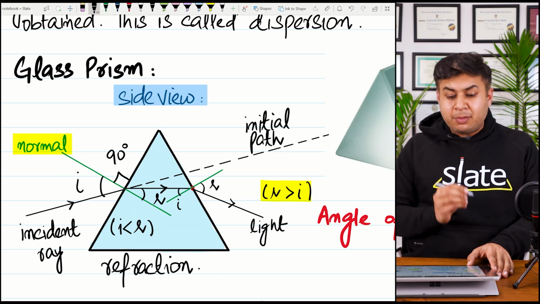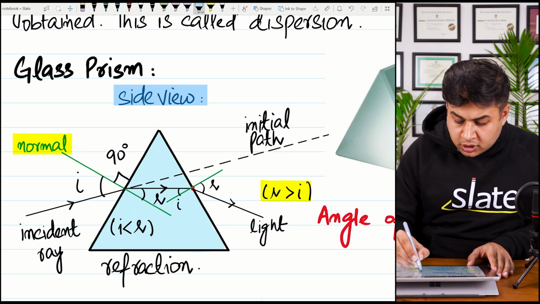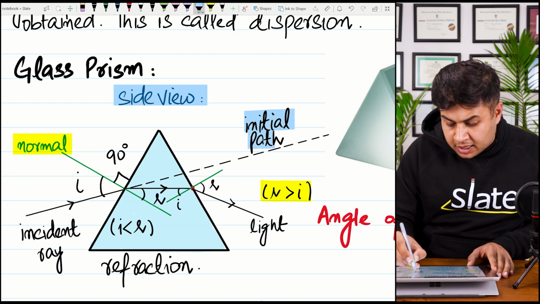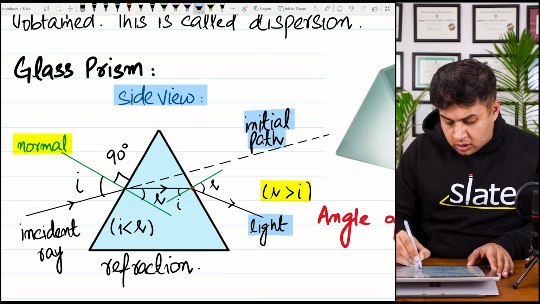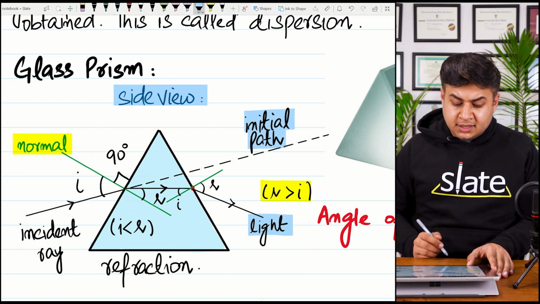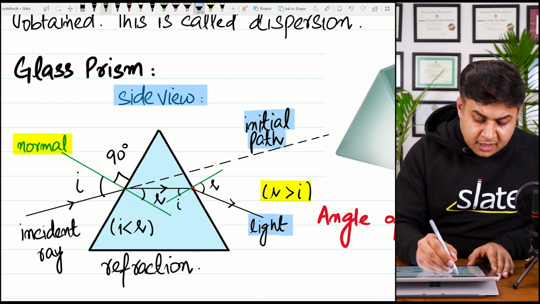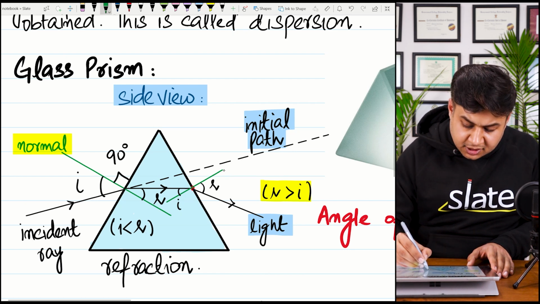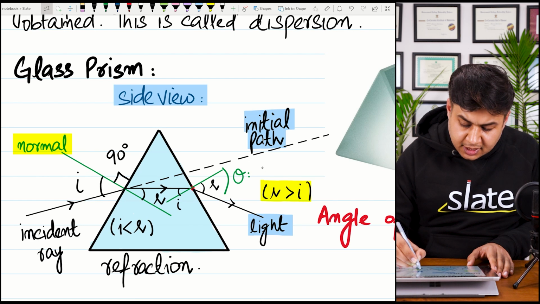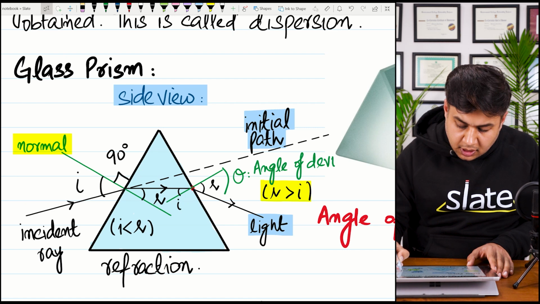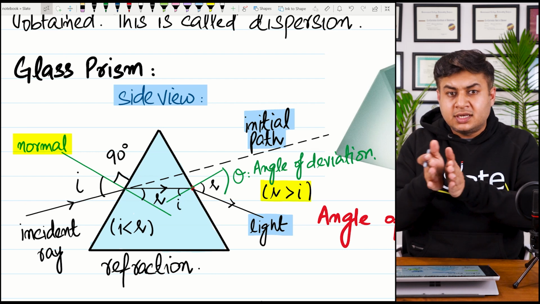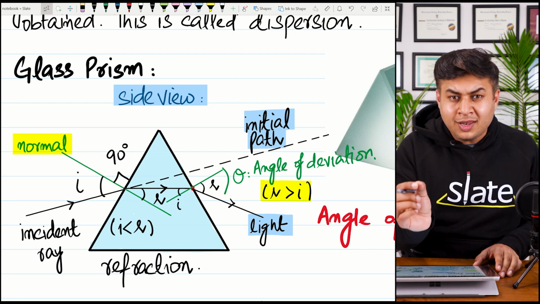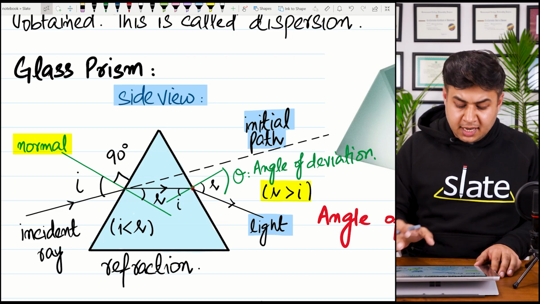If the path of light had not changed, it would have appeared along this path, but the emergent light is appearing in this direction. So it is deviated by a certain angle and that angle is called the angle of deviation. So this angle theta is the angle of deviation. Now, why is the light broken into its different components? Because for all the colors, the angle of deviation is different.